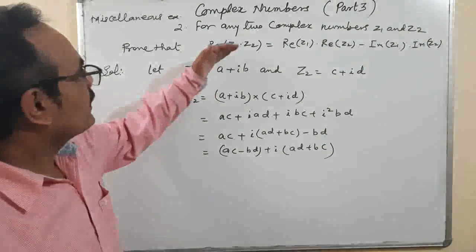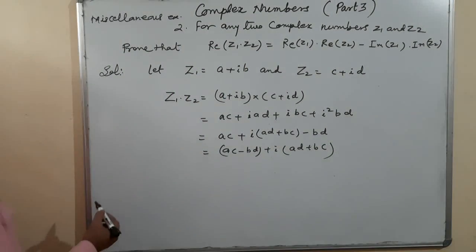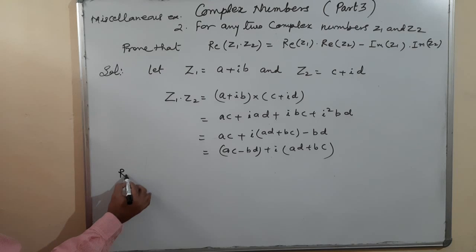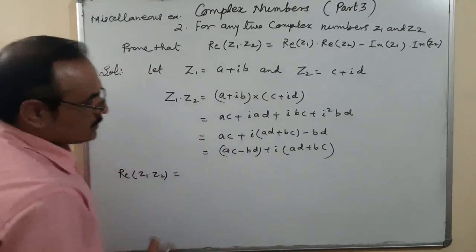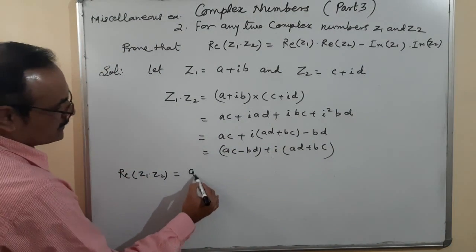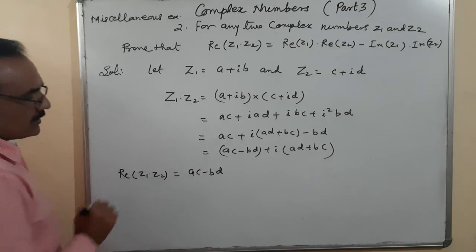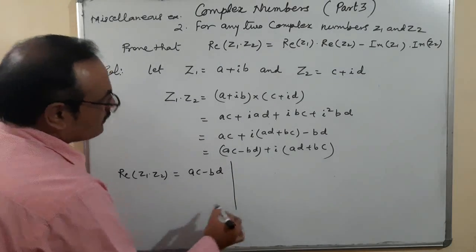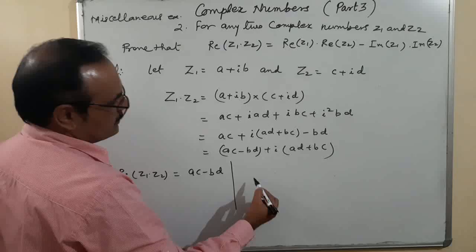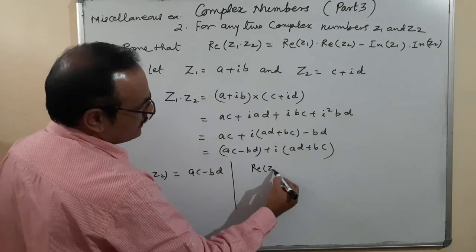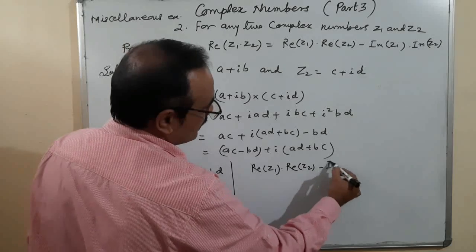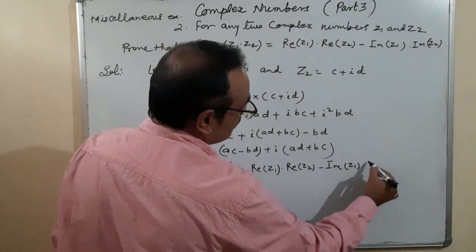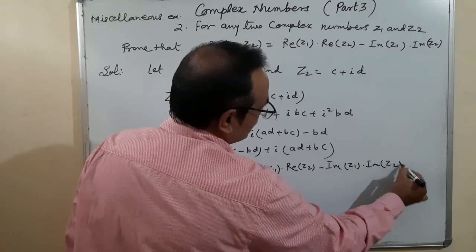Now let us see here. Real of Z1 into Z2. What does it mean? Real part of this. So the real part of it is AC minus BD. Agreed? This is the real part of it. Now let us see the right hand side. Real Z1 into real Z2 minus imaginary Z1 into imaginary Z2.